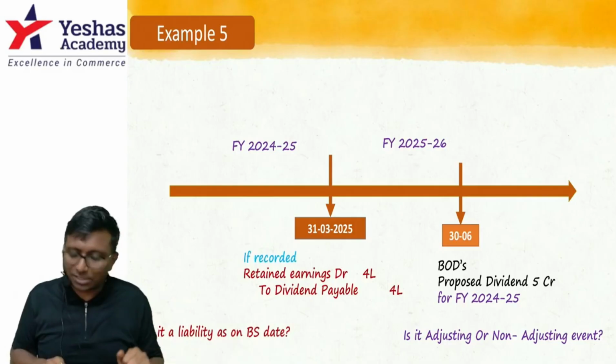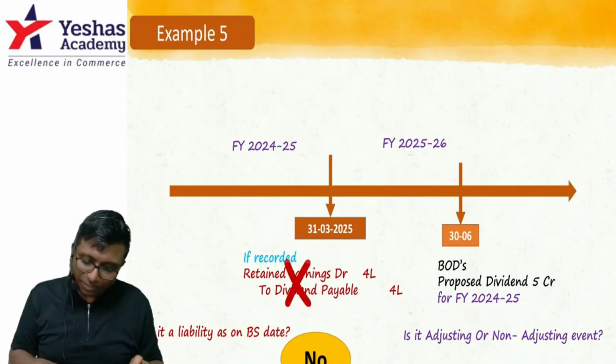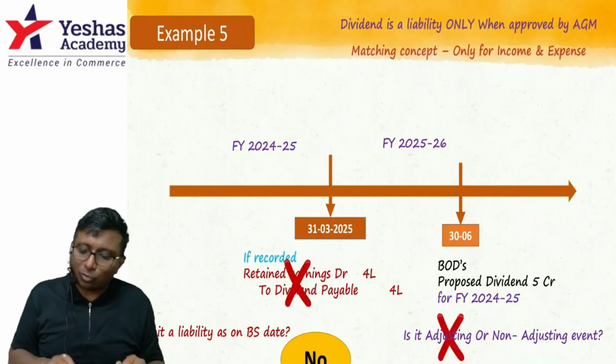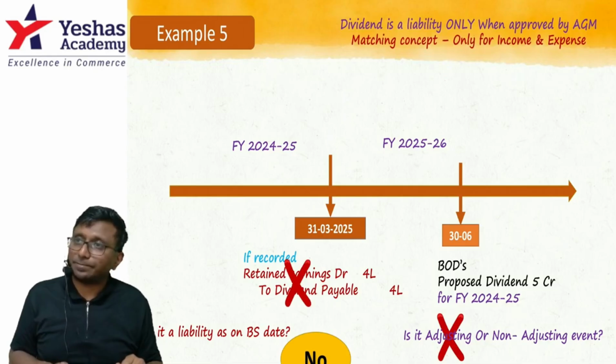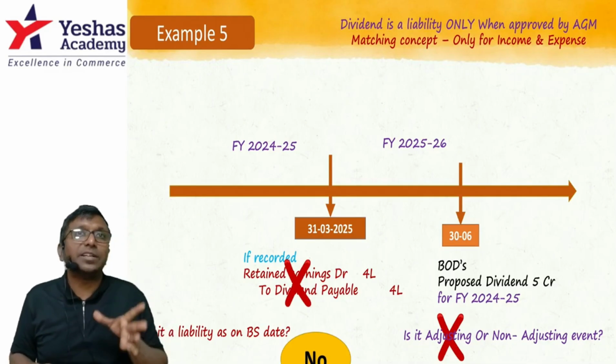This much you will obviously answer perfectly. Is it a liability on the balance sheet date? No. Correct. Now that's why, obviously, dividend is a liability only when it is approved by the AGM. Correct. Matching concept is not applicable for dividend.